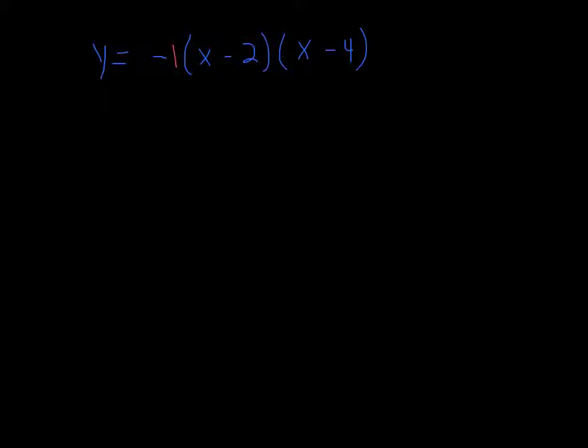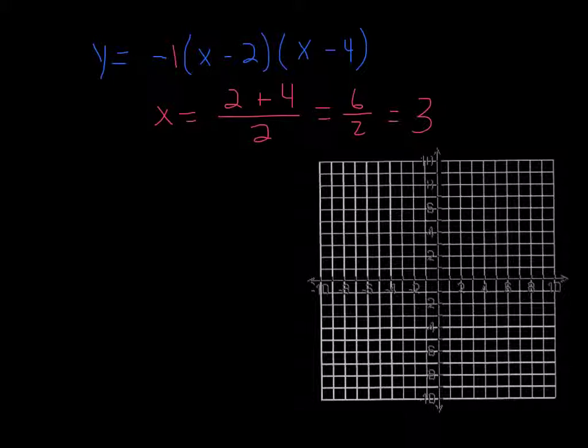So where are we going to put our axis of symmetry? It's x equals (p plus q) over 2, and so it looks like x minus 2, so p is 2, plus x minus 4, so q is 4, all divided by 2. So we got 6 over 2, which equals 3. So our axis of symmetry is at 3. Let me get a graph really quick. Okay, so our axis of symmetry is at positive 3.